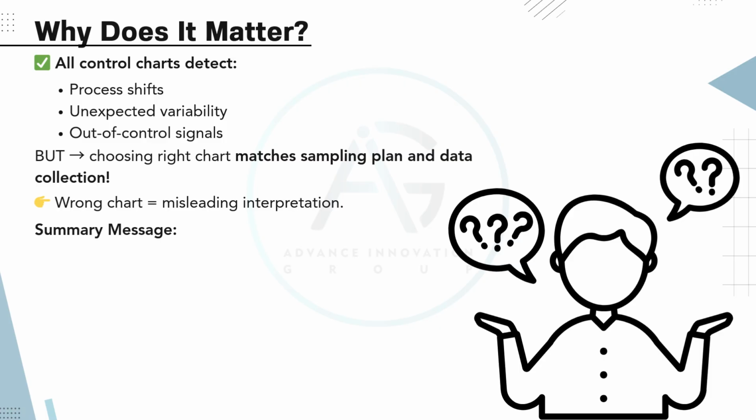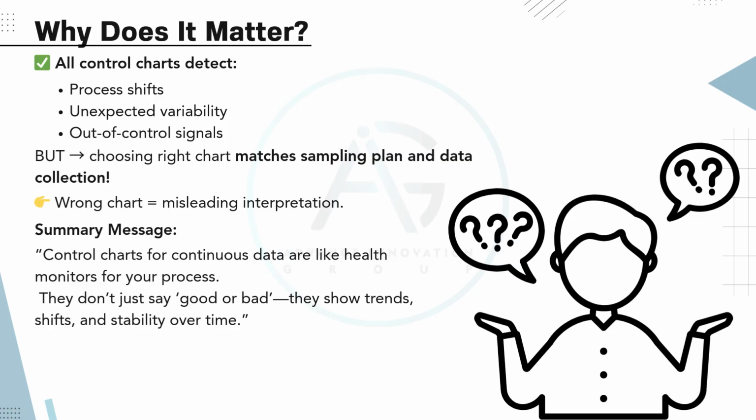Summary message: control charts for continuous data are like health monitors for your process. They don't just say good or bad. They show trends, shifts, and stability over time.